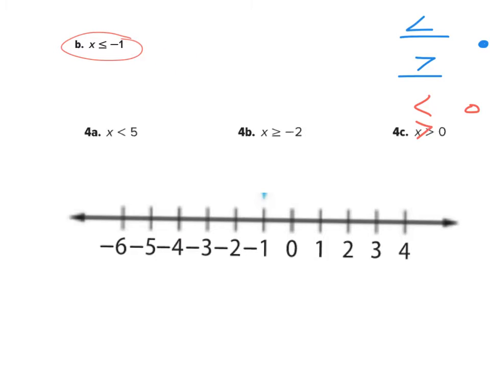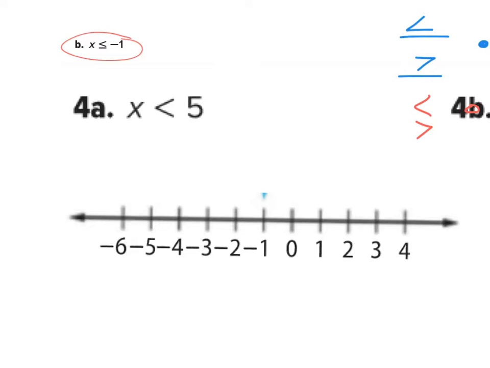Okay, let's try example 4a. x is less than 5. I'm going to find 5 on my number line, which of course it's not there. There we go. Okay. And I'm going to put my open dot at 5, and I read this inequality from left to right as x is less than 5, so my answer could be anything less than 5. So I'm going to shade my number line to the left, anything that is less than 5.